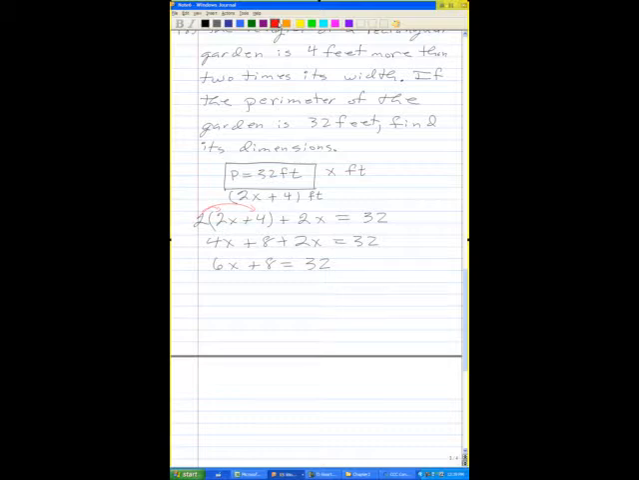Try to isolate x on one side of my equation. So let me subtract 8 from both sides of my equation. So 6x equals 24. Divide both sides of my equation by 6. So x is equal to 4.